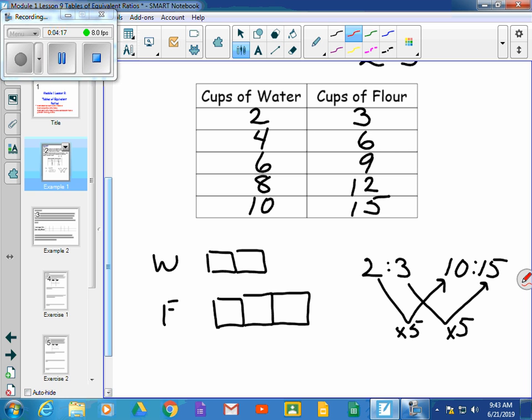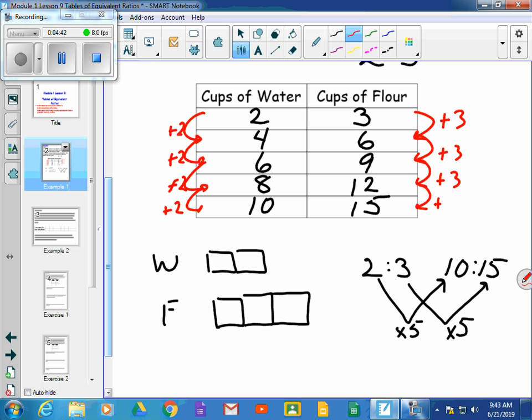There's also an additive pattern between them. Notice here we add 2. We add 2 from there, 2 to there, and 2 to there. Every time we're adding 2. Since the second term was a 3, we're adding a 3 every time. So you can use these patterns to figure out equivalent ratios to put in a ratio table.